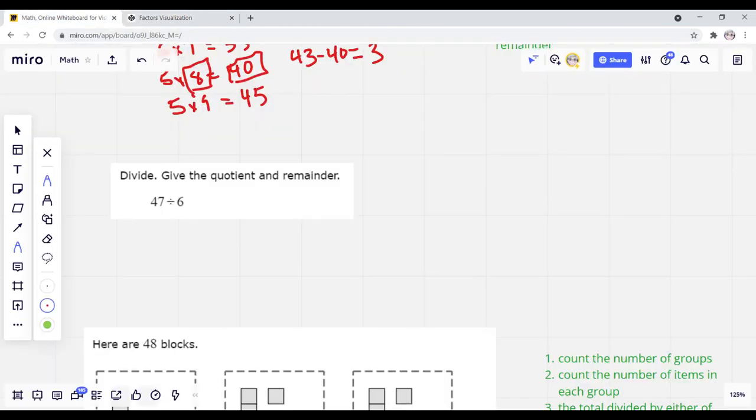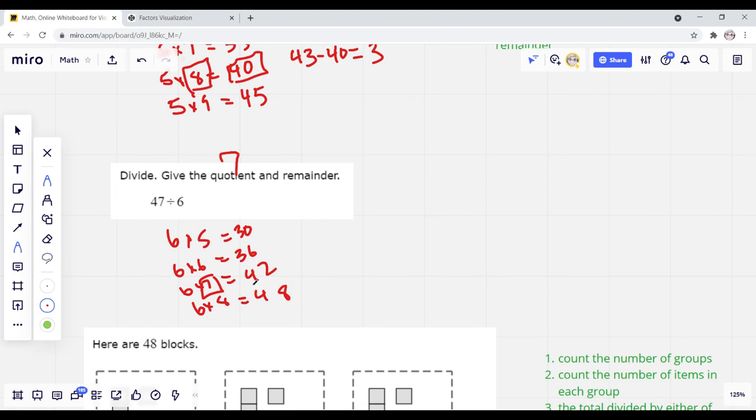So let's see if we can arrive at that same answer using the method with the multiples here. So I want multiples of 6, and I want to start not too far from 40. Let's start at 30 again. So 6 times 5, that's 30. 6 times 6 is 36. 6 times 7 would be 42. Getting close there. 6 times 8 would be 48. Oh, and now we've gone over. So we're going to go back to 7, and that's our quotient.